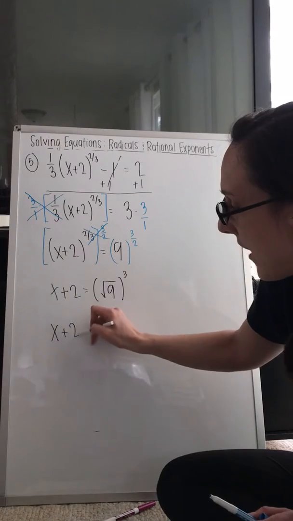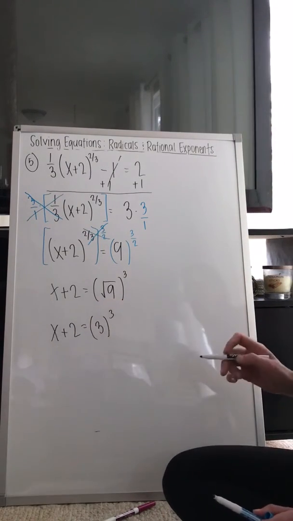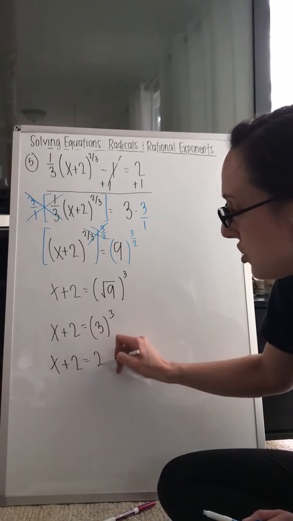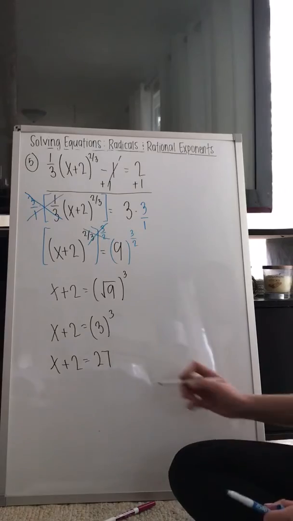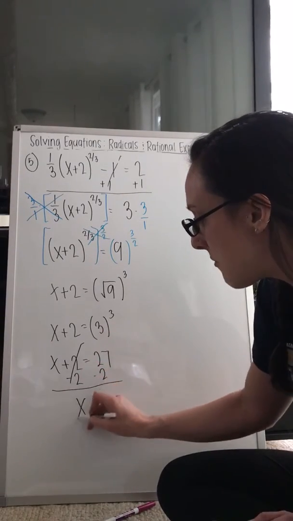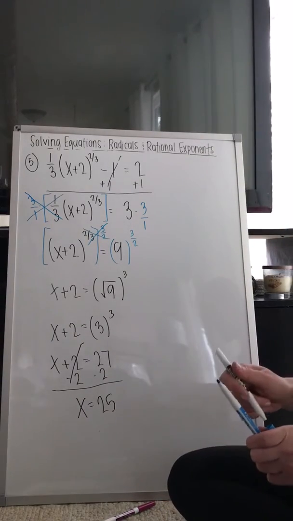So I'll go ahead and evaluate the inside there. Square root of 9 is just 3. Raised to the third power. That's going to leave me with x plus 2 equal to 3 to the third, which is 27. Subtract 2. That's going to tell me that my possible x value here is 25. But again, I need to check that.